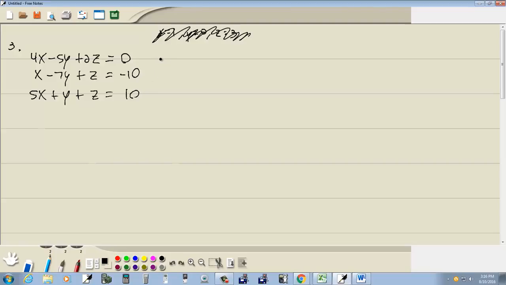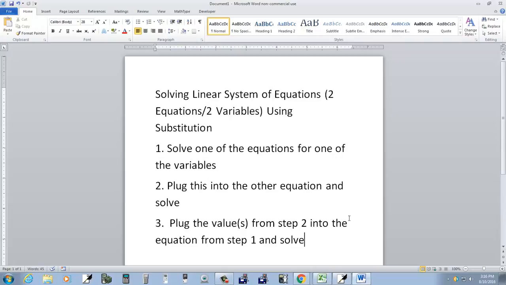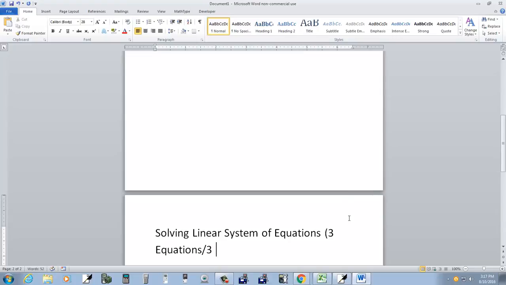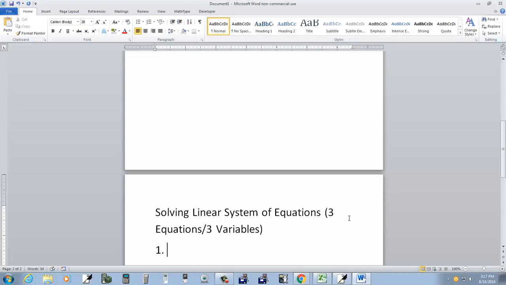Now I'm going to label these. This is equation 1, equation 2, and equation 3, and I'm going to give you a step-by-step method for doing these. Sometimes you can use shortcuts on them if you know some of the variables are already missing. So solving a linear system of equations, three equations, three variables. And I'll write these steps down as I work the problem, just so we can see the buildup.